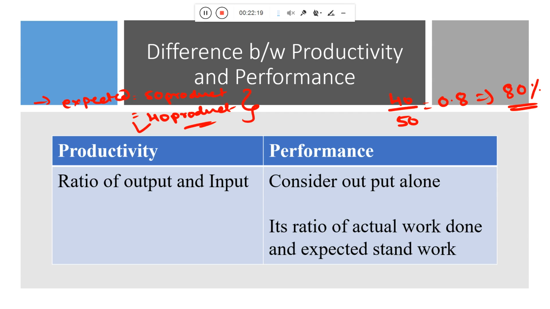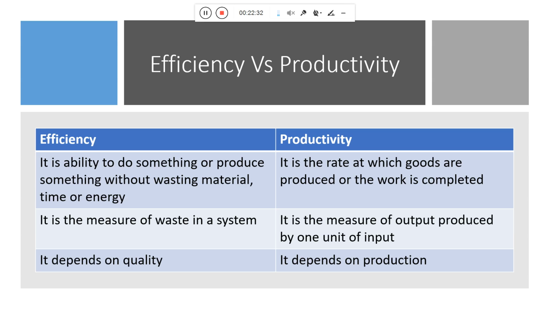What do you people understand with the efficiency? Anyone? Okay. This concept you need to know. Many times we use it, we need to improve the efficiency. So when I talk about the efficiency, it is the ability to do something or produce something without wasting material, time or energy.